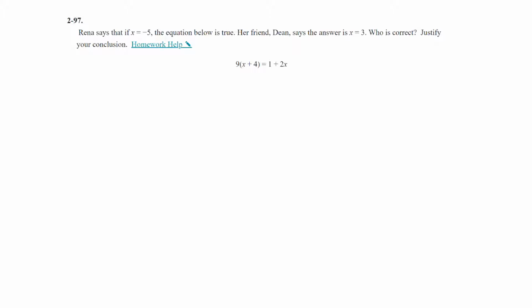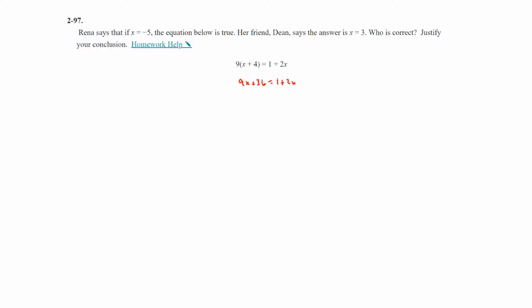Question 97. Rena says that if x equals negative 5, the equation below is true. Her friend Dean says the answer is x equals 3. Who is correct? Justify your conclusion. Well, we could plug in the numbers for each of those and see who is correct, or we could solve it. So whichever one you think is going to work best. I'm going to go ahead and just solve it because the equation's not too terrible here.